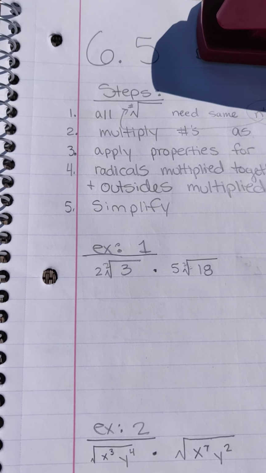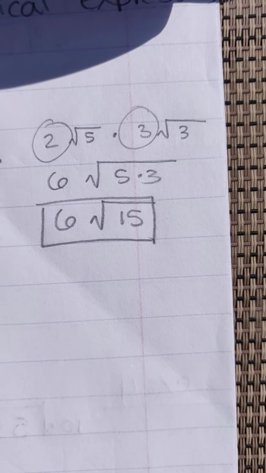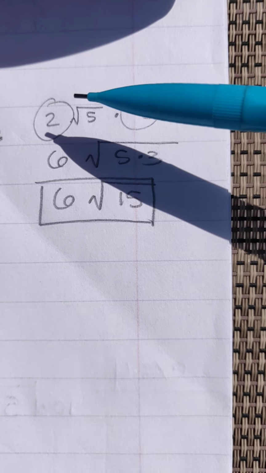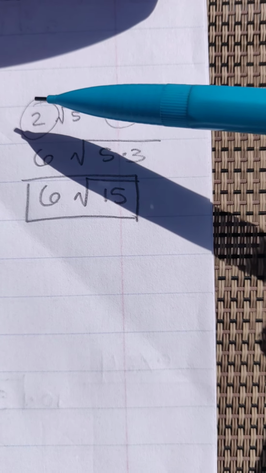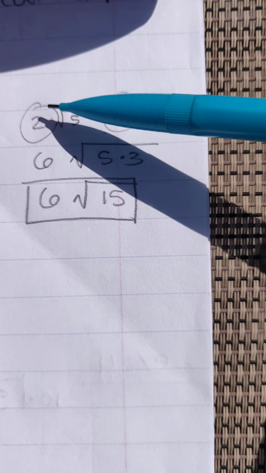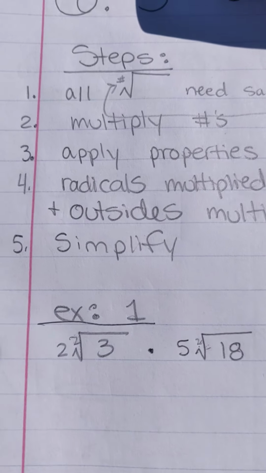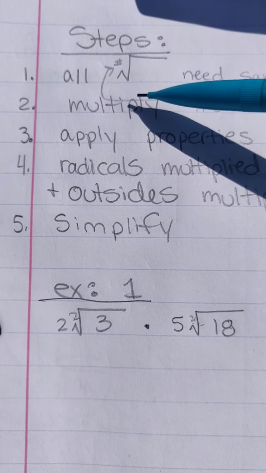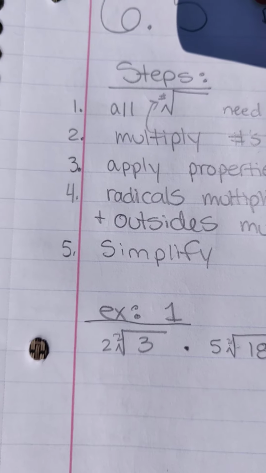I did a little mini example here off to the side. If we take a peek here, I just created my own little example and multiplied 2 times 3. Those numbers are both on the outside of the square root, so I just multiplied those numbers together to get a 6. So when it says multiply your numbers as usual, all you have to do is multiply the numbers on the outside of the square root.